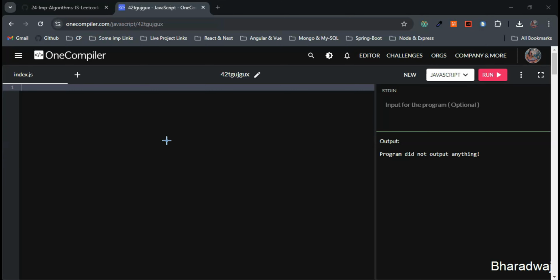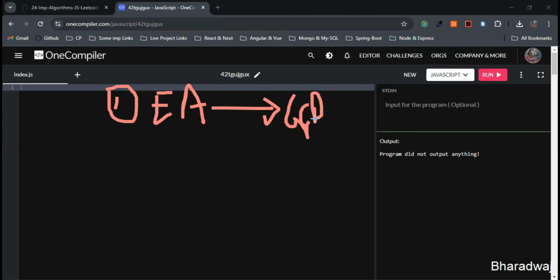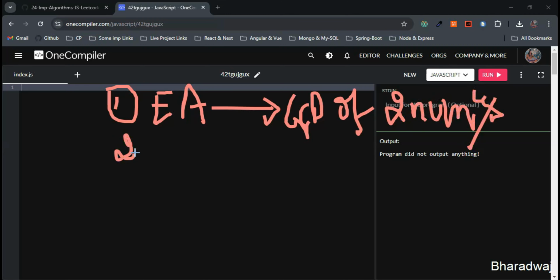So let's continue with the Euclidean algorithm. Let's discuss the approach step by step. First, why and where is the Euclidean algorithm used? The Euclidean algorithm, EA, is basically a method for finding the GCD of two numbers. GCD is nothing but the greatest common divisor. This is where we will be making use of the Euclidean algorithm.